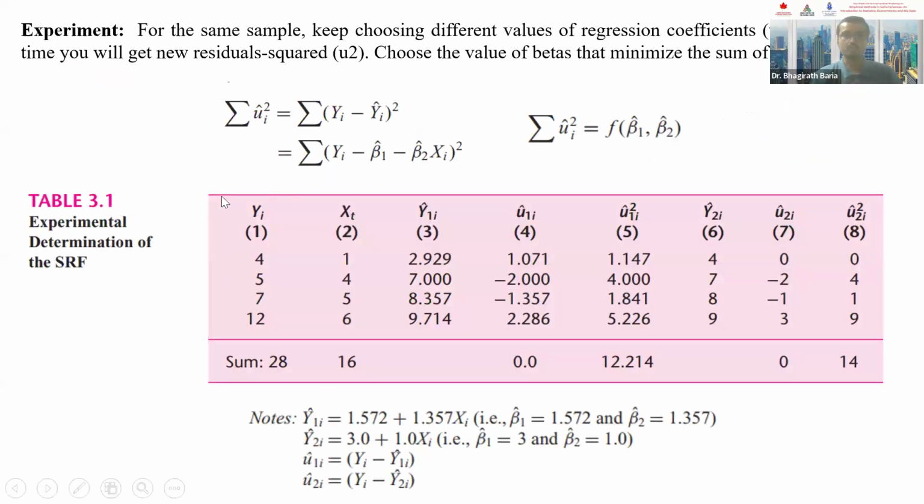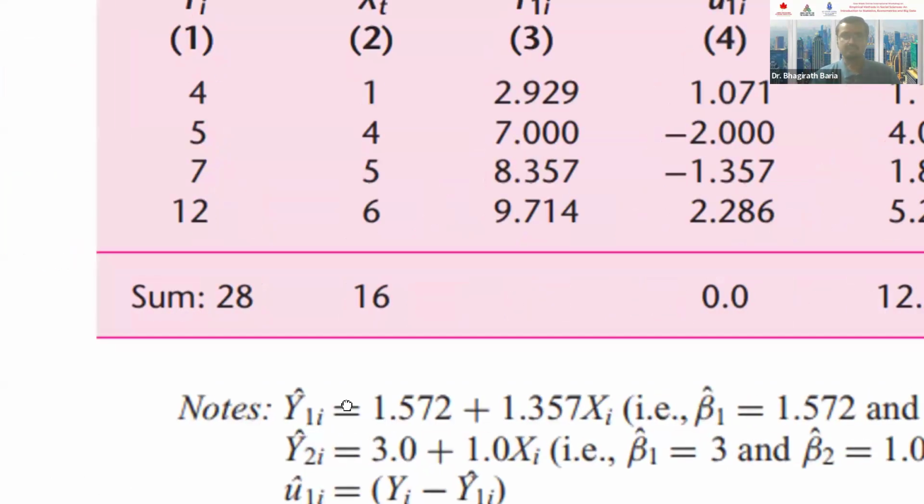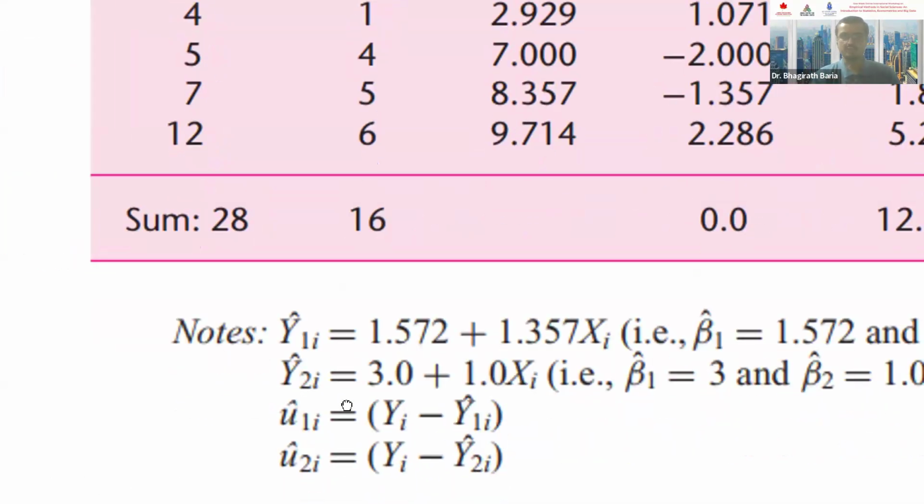This is an experiment that I told you. You have a sample of y and x. Now don't take out new x and new y. Keep the y and x the same. There are two equations shown here at the bottom of the screen. I don't know if you can see. I'll increase the size. Okay, there are two equations shown here.